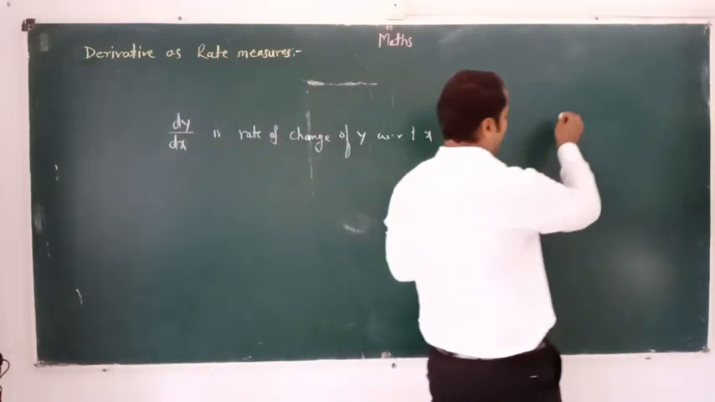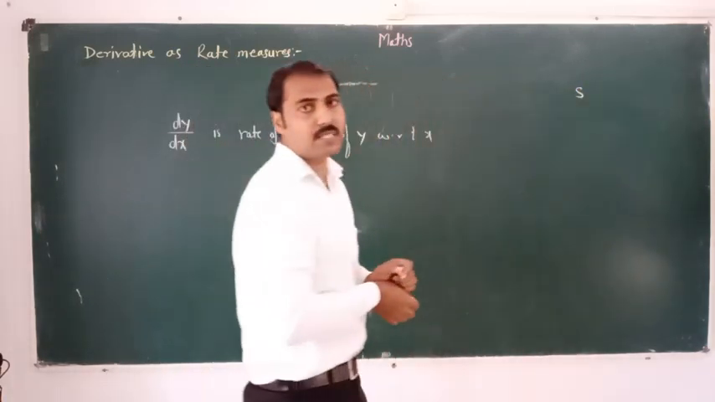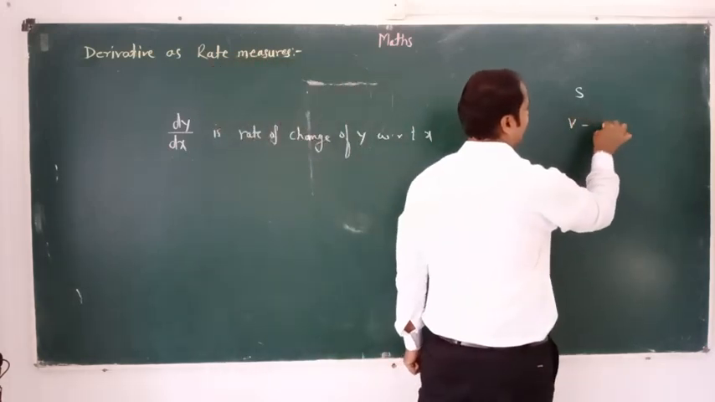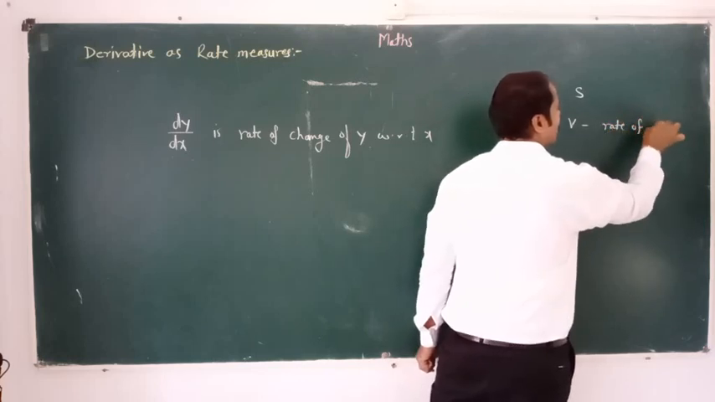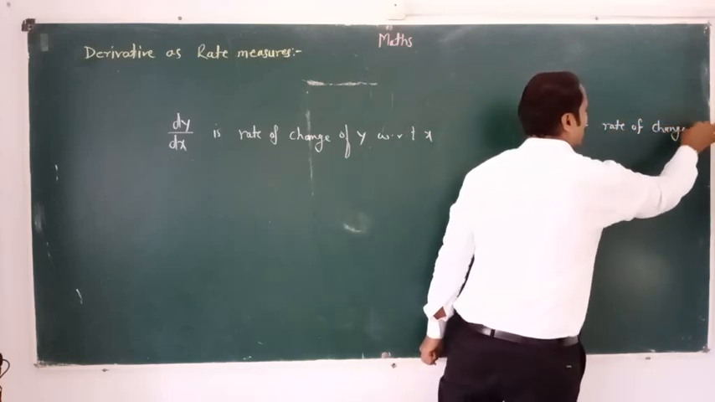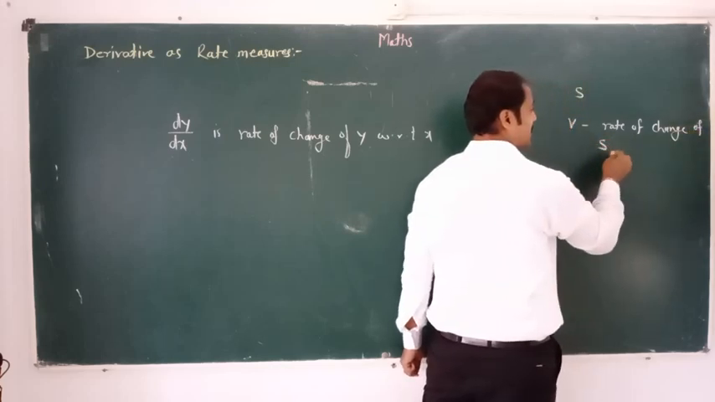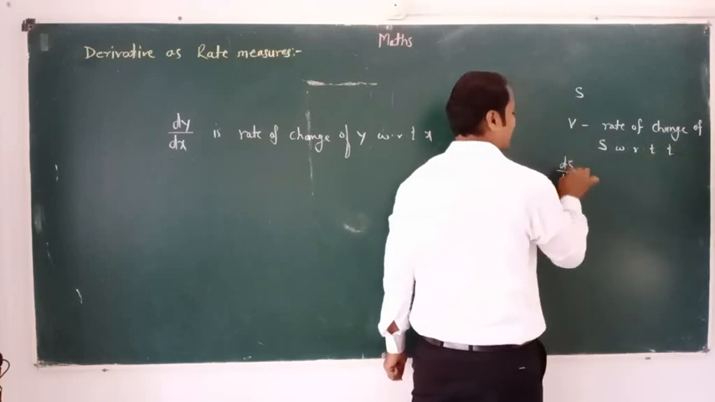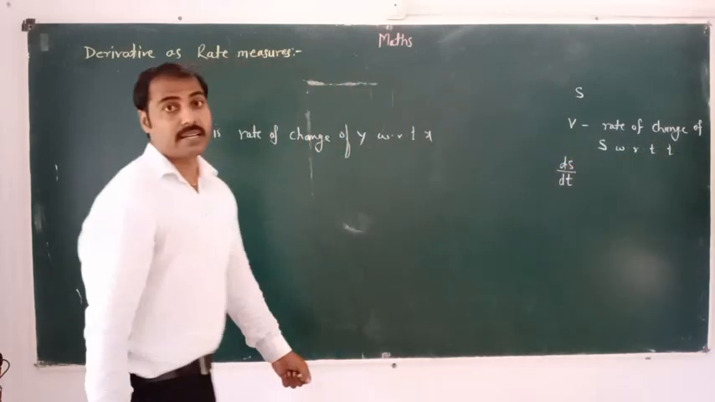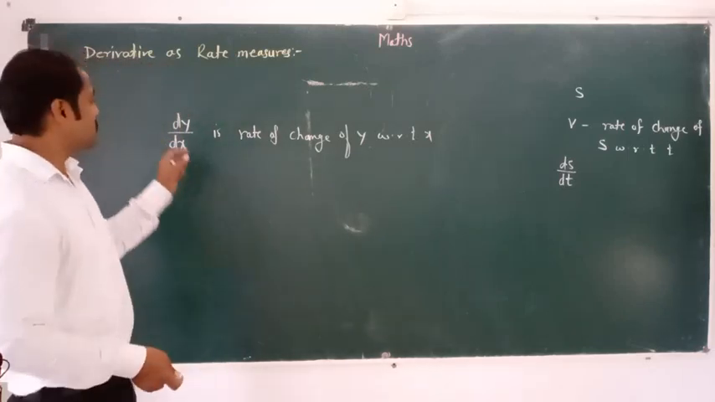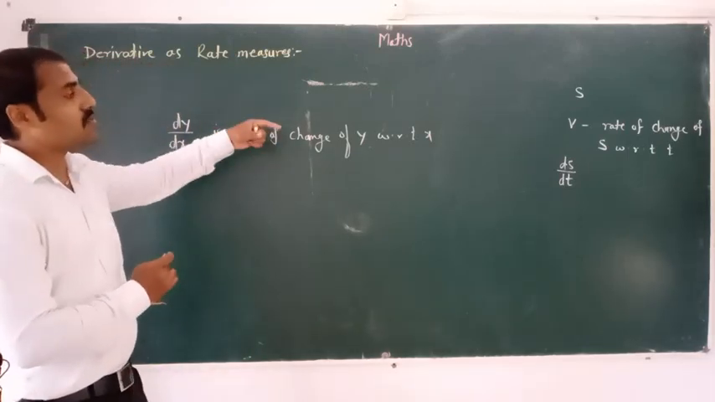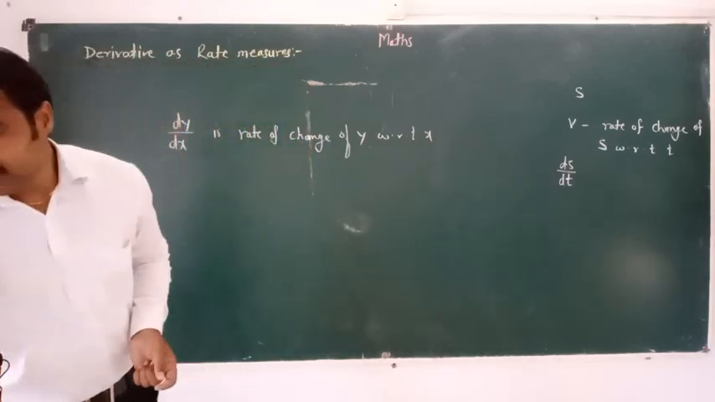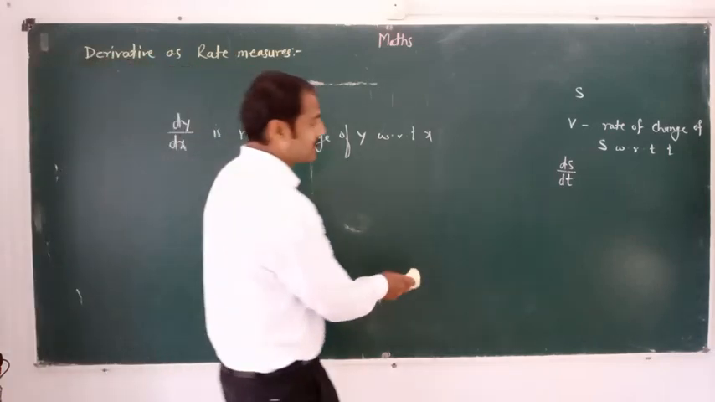Here we know that if s is the displacement of a particle, then velocity is defined as the rate of change of displacement with respect to time, and it is denoted by ds by dt. So what is meant by dy by dx? The rate of change of y with respect to x. Or in another way, I can explain dy by dx as a rate measure.